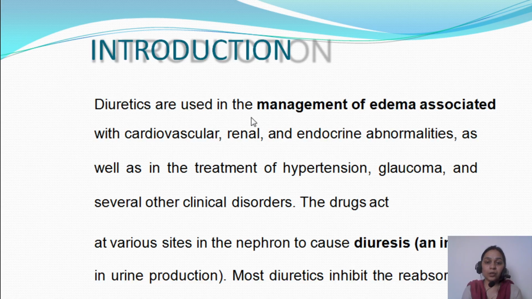So, diuretics are used in the management of edema associated diseases like cardiovascular disease, renal disease, or endocrine related diseases or abnormalities. The drugs act on various sites in the nephron to cause diuresis. Diuresis means increase in the urine formation. Most diuretics inhibit the reabsorption of sodium from the nephrons into the circulation and thereby increase natriuresis. Natriuresis means excretion of sodium in the urine.